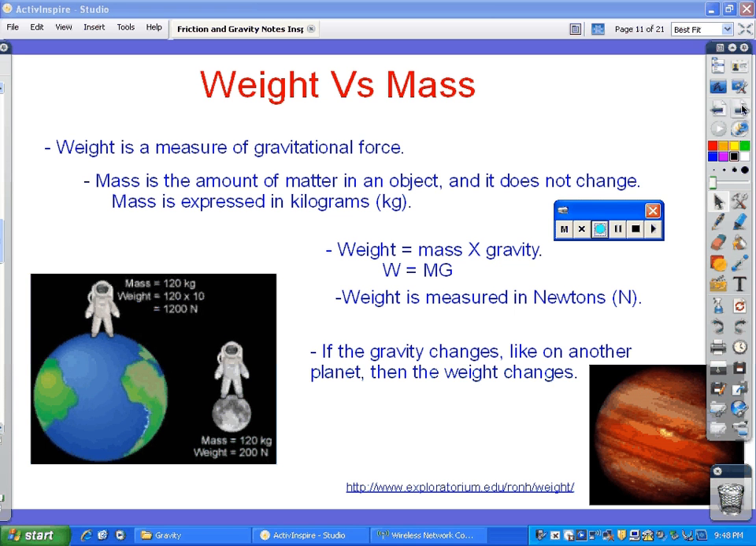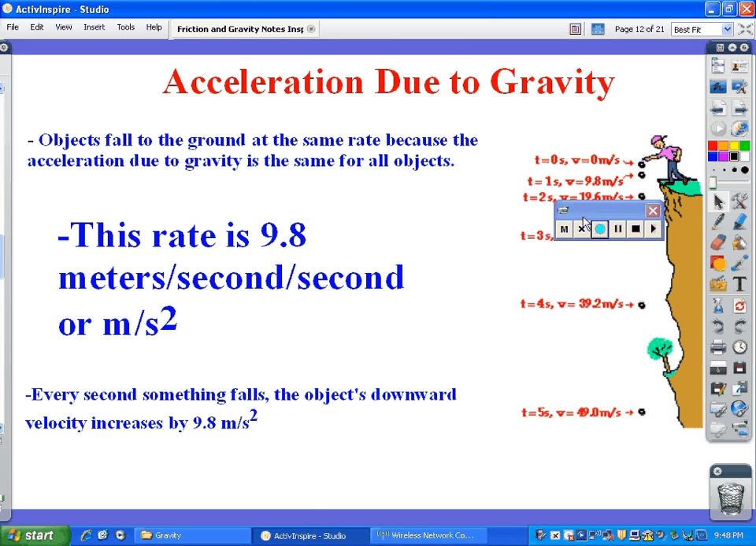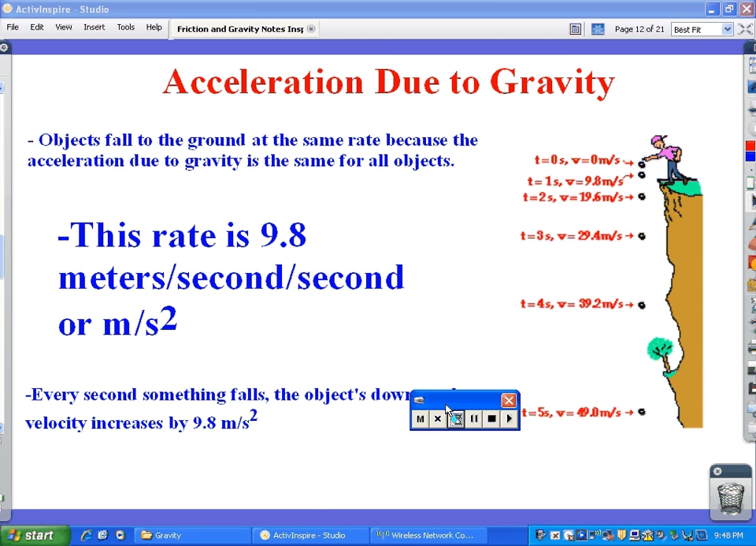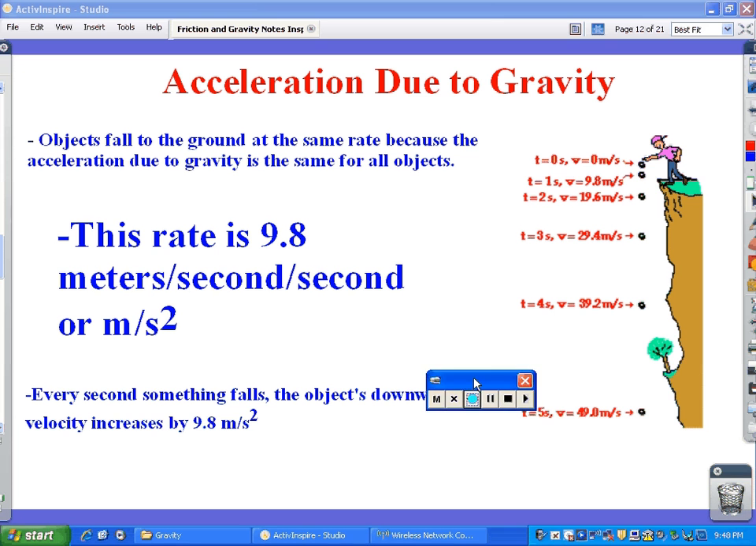Very confusing thing. Mass and weight are oftentimes referred to as the same thing. They're not. Mass is literally how many... it's easiest to think about the matter that you're made of. And I always say number of atoms. It just makes it easier to remember.